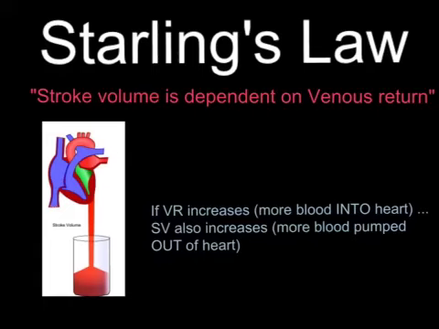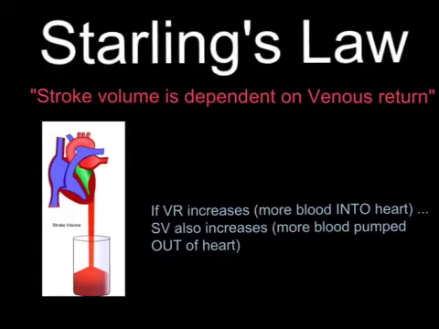So Starling's law, again a fairly straightforward concept, and one that if a little bit of common sense is applied, then you'll understand it. Starling's law suggests that basically stroke volume is dependent on venous return. So we now know what venous return is, the amount of blood that returns to the heart. We know that stroke volume is the amount of blood that the left ventricle pumps out per beat. So it's fairly obvious that the amount that we pump out is dependent on the amount that returns.